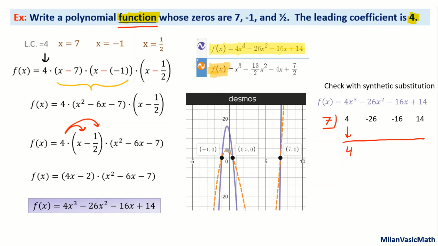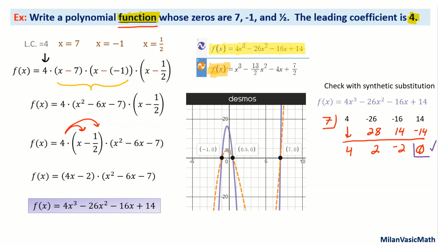7 times 4 is 28. Negative 26 plus 28 gives me 2. 7 times 2 is 14. Add those up, you get negative 2. And 7 times negative 2 is negative 14. And we get a 0. And that is what we want. So that is good. Checks off. Now we can continue with the numbers we have left, 4, 2, and negative 2, and substitute the next values.